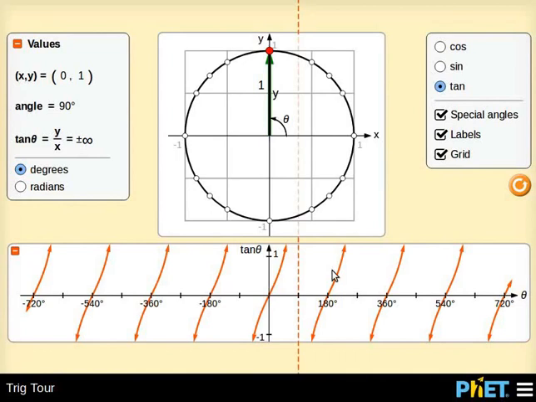Now look at the graph. The red point has moved to 90 degrees where tan theta now falls on the vertical dotted line. This dotted line is the vertical asymptote of the function. It represents the value of x which the function approaches but never touches. Here the function increases without bound towards infinity in both directions.